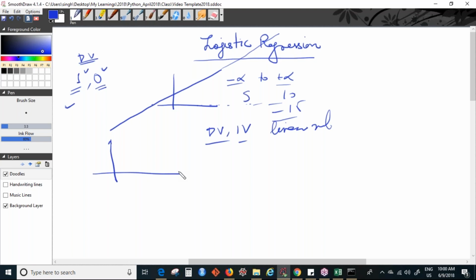Okay, with respect to your independent variable, your dependent variable y will always be either 0 or 1. So how will you prove this? Because it is not possible. Okay, so these are the reasons why you cannot use linear regression to solve such problems.